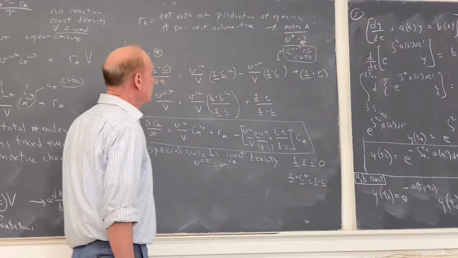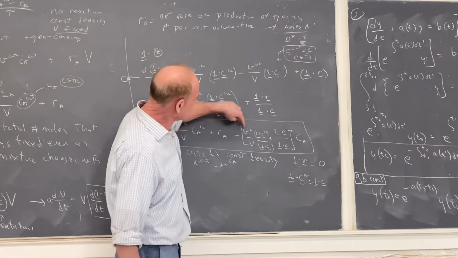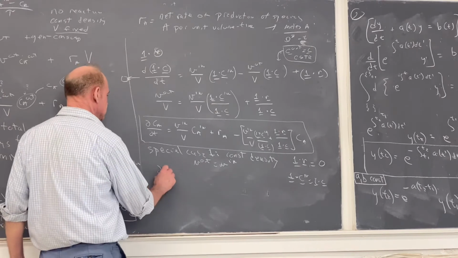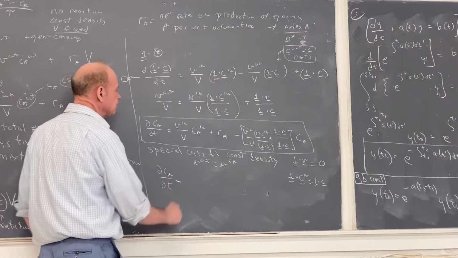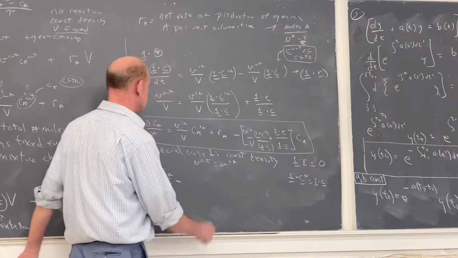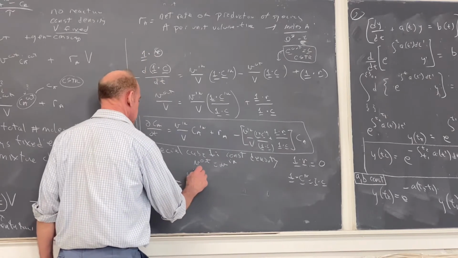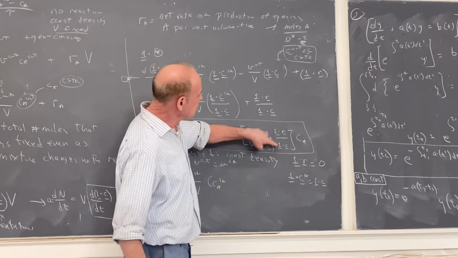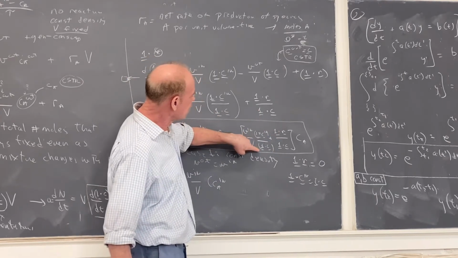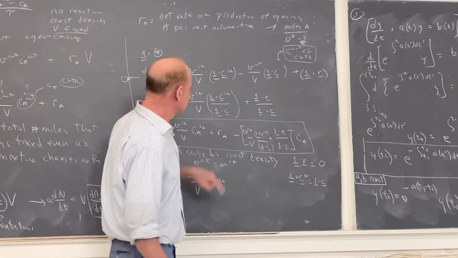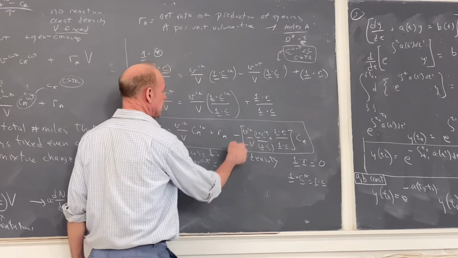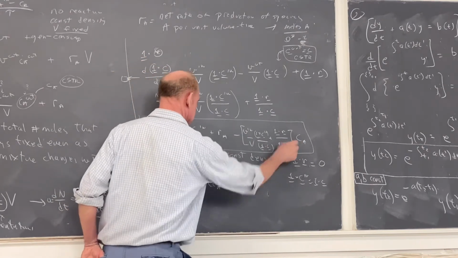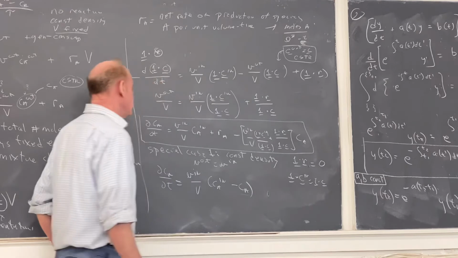So those are equal. If these are equal and this is 0, and V in is equal to V out, then I'm left with dCA dt is equal to, well, V in is V out. So I have V in over V times CA in. This is 0, this is 1, and this is the same as V out, or the same as V in. So there it is. So I have minus CA plus RA.